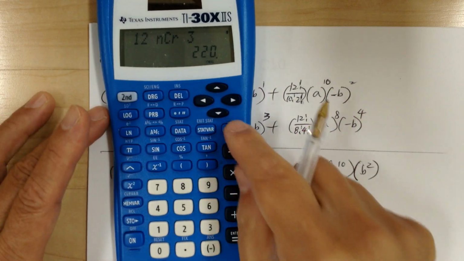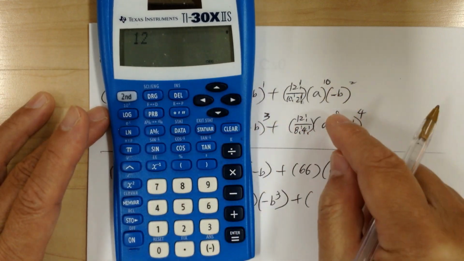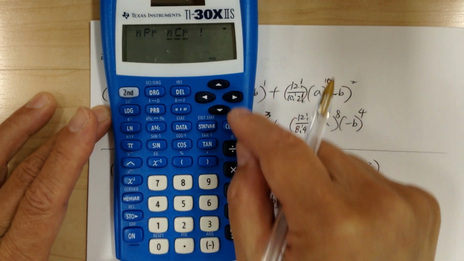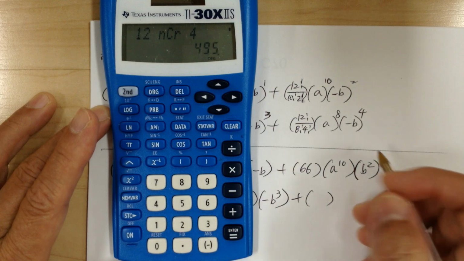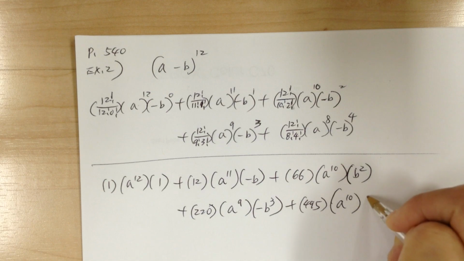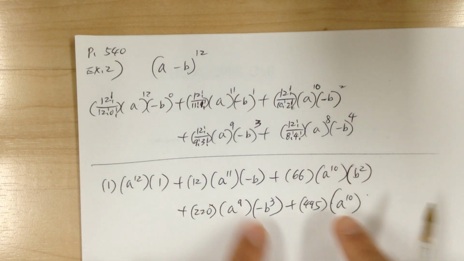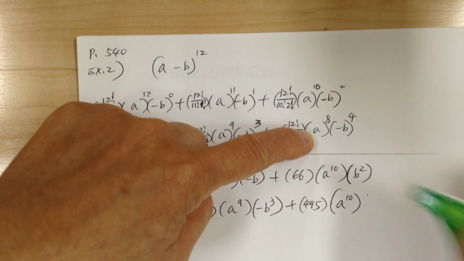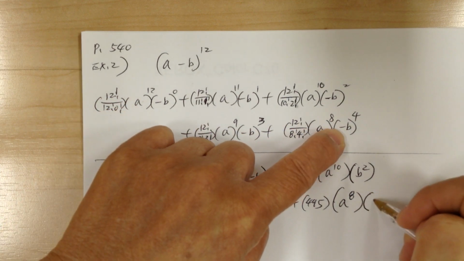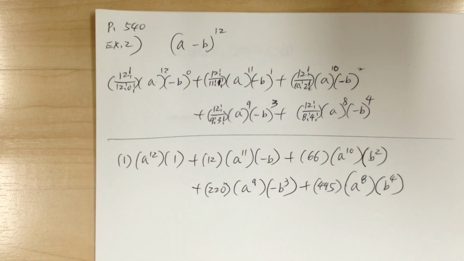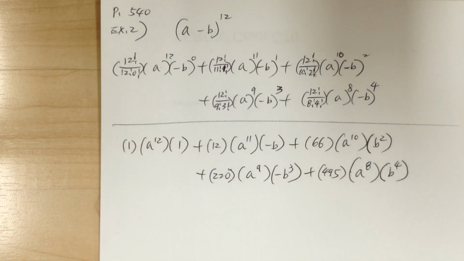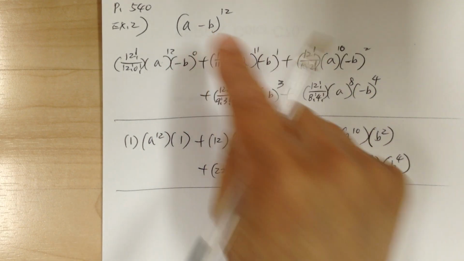Okay, this one, 12 NCR 4, would be 495, and this would be a to the 8. Yeah, so be careful. Make sure you watch out for careless mistakes, and this would be positive b to the 4. Okay, so you can simplify every parentheses. Then you multiply this together. This one doesn't have a number in front, so it's not too bad.